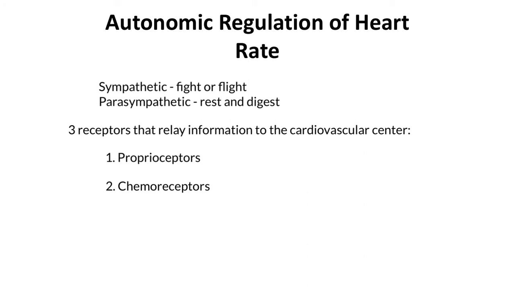And finally, the third kind of receptor that we can find are baroreceptors. Baroreceptors monitor the stretch of arteries and veins due to pressure changes. The higher the pressure, the faster the heart will beat.